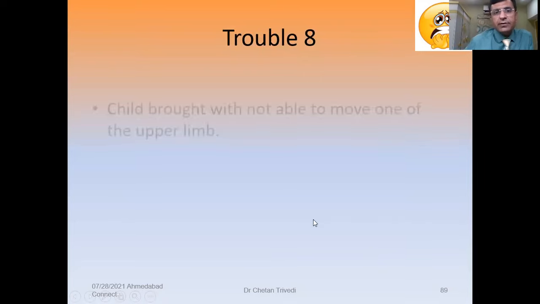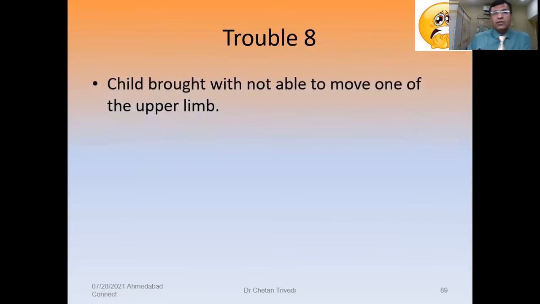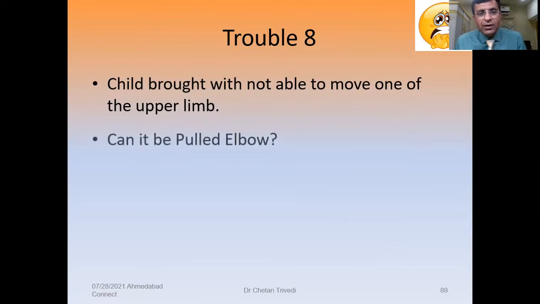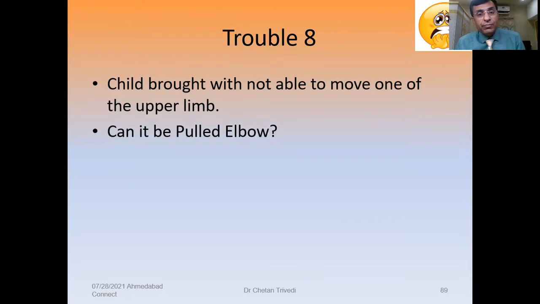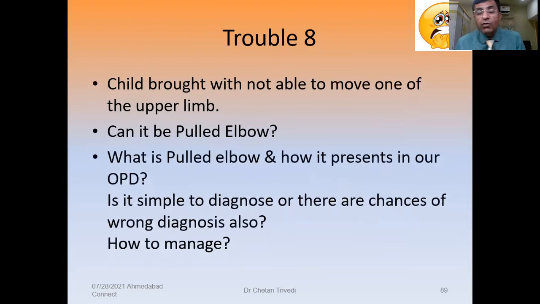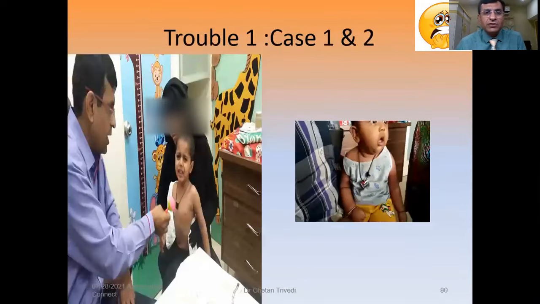Now, trouble number 8. Here, a child was brought with a complaint that he is not able to move one of the upper limbs. Now, can it be a pulled elbow? What is pulled elbow and how does it present in our OPD? Is it that simple to diagnose, or are there chances of wrong diagnosis also, and how to manage? Let's answer all the questions.